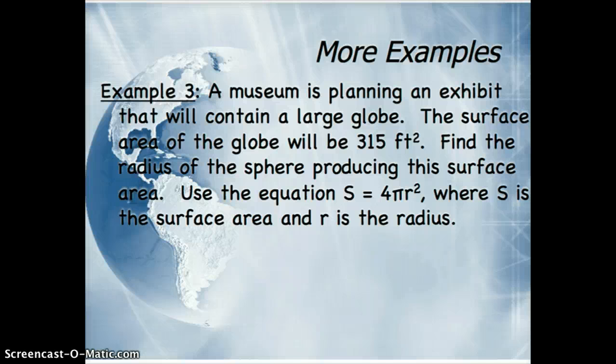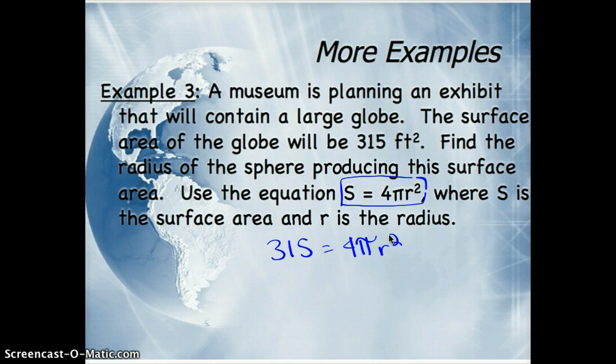Let's do a word problem. A museum is planning an exhibit that will contain a large globe. The surface area of the globe will be 315 square feet. Find the radius of the sphere producing the surface area. Use the equation surface area equals 4 pi r squared, where S is the surface area and r is the radius. So we know that the surface area is 315, so we're going to plug that in for S. So 315 equals 4 pi r squared.